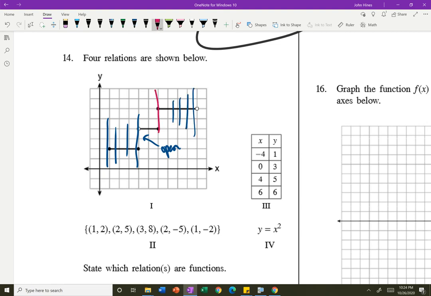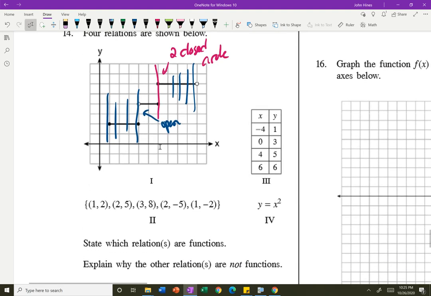This right here is not okay. 2 closed circles is bad. 2 closed circles, that means I hit it twice. Open circles are kind of like a little hole that you fall through. You get to skip through them. You're not really touching the function there. So here I have 2 closed circles. That's no good. So this one is not a function because, 1, 2, 3, 4, 5, 6, x equals 6 has 2 outputs.